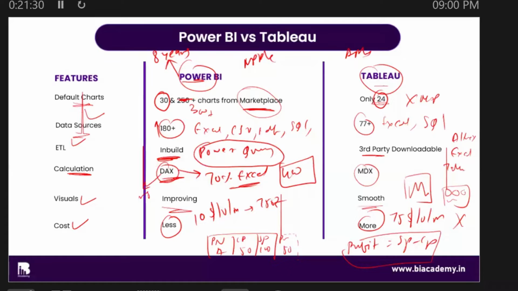But here we have a special thing. As per the country, it changes. They have price parity as per country. So for Indians, it is 750 rupees. For other countries, it is much different. Okay, but in Tableau, there is no price parity. They only have one option of $75 per user per month.